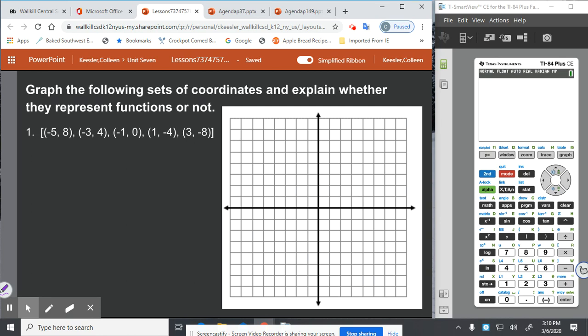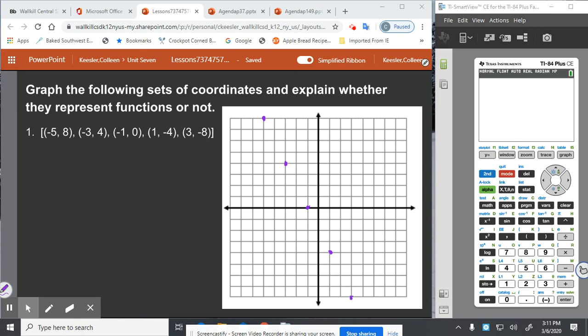So graph the following sets of coordinates and explain whether they represent functions or not. So we have negative 5, 8, which is left 5 and up 8, all the way at the top. Negative 3, 4, left 3, up 4. Negative 1, 0, left 1, stay at 0. 1, negative 4, that's right 1, down 4. And 3, negative 8, that's right 3, down 8, which is all the way down here.